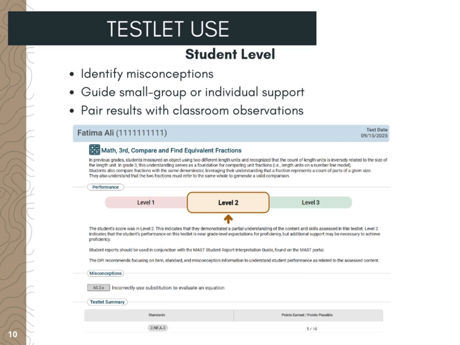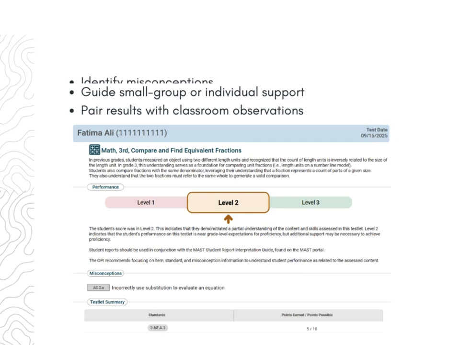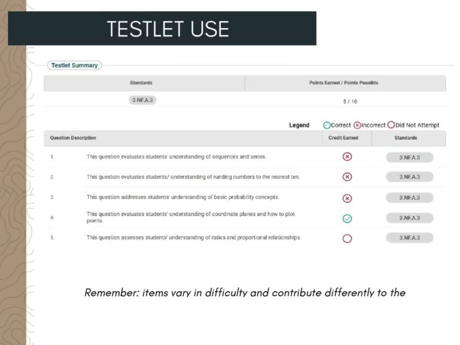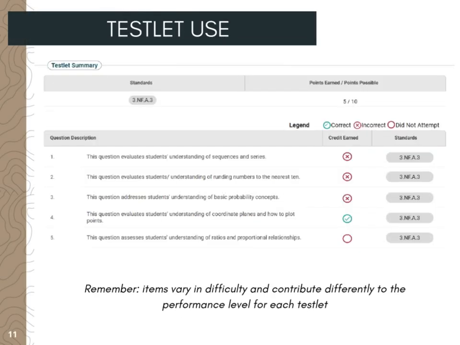Looking at a student level testlet report, we can use these to help identify misconceptions in math, support small group or individual instruction, and pair results with classroom evidence. It's really important to not just look at the levels, but also dig into that misconception, the standard information, and also look at the item level information to understand why students are fitting into those various levels. And just remember, items vary in difficulty and contribute differently to each one of those performance levels.